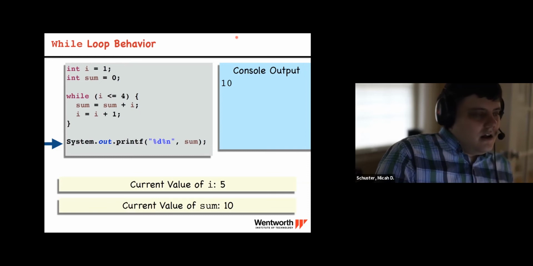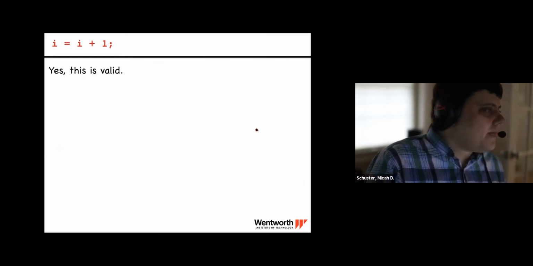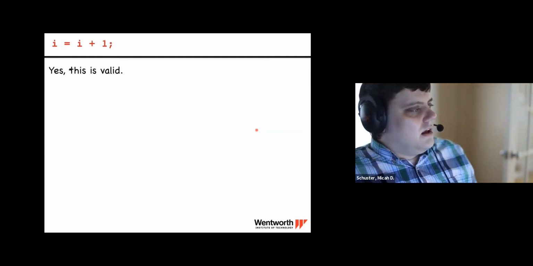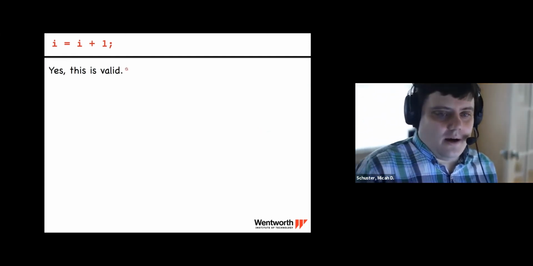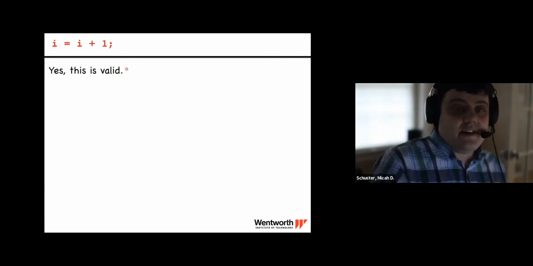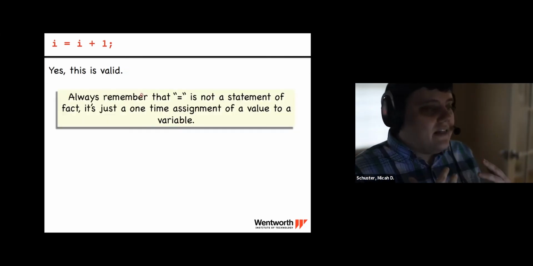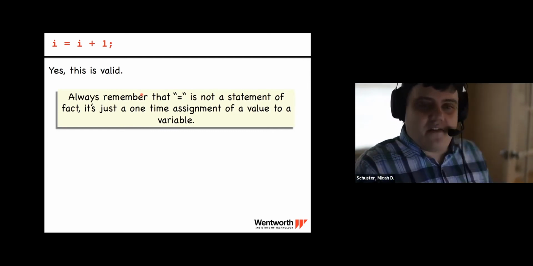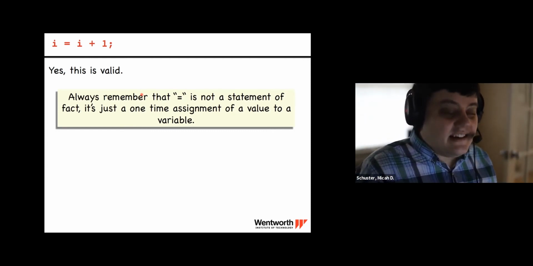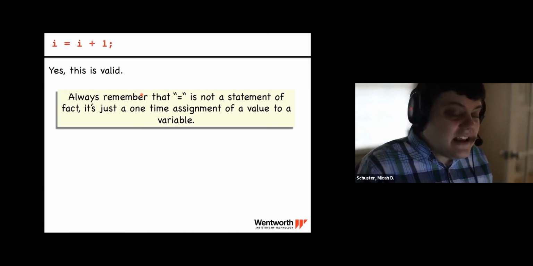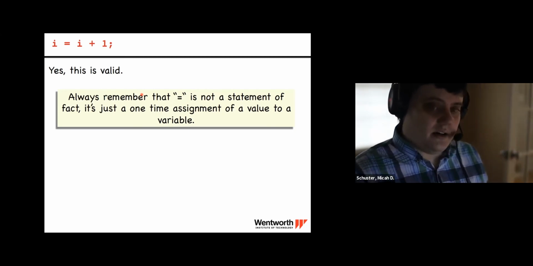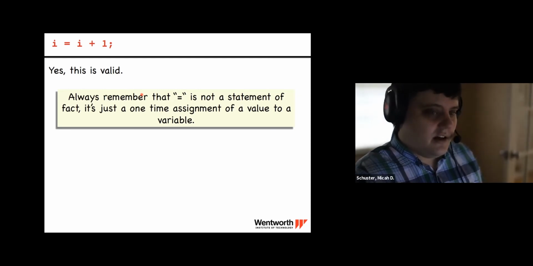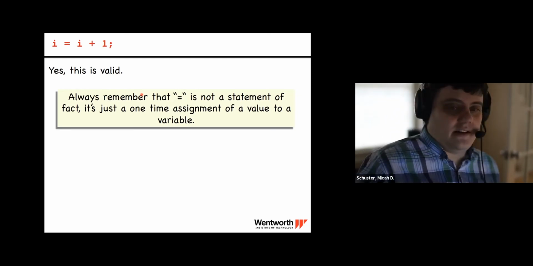Okay. So let's talk about some of the code that you saw in there. So we had this i = i + 1. This is perfectly valid. Remember that the equals is not like a math equation equals. It's not like a statement of fact. It's an assignment. So the equals is an assignment operator. So you always do the right-hand side stuff first, and you assign it to whatever's on the left-hand side.